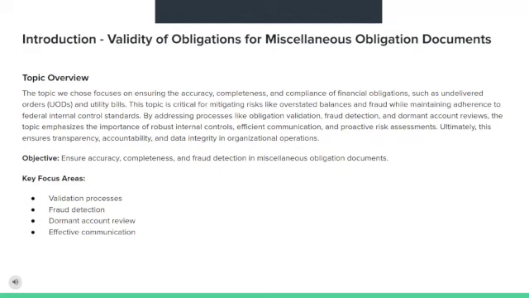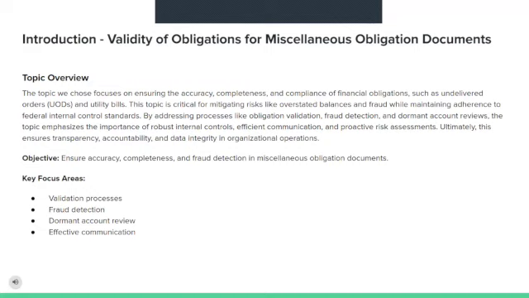Because even routine things like validating obligations can cause big problems if they aren't managed properly. Things like overstated balances, missed deadlines, or even fraud. And it's not just about the numbers. These issues can impact trust, accountability, and how smoothly the organization operates.